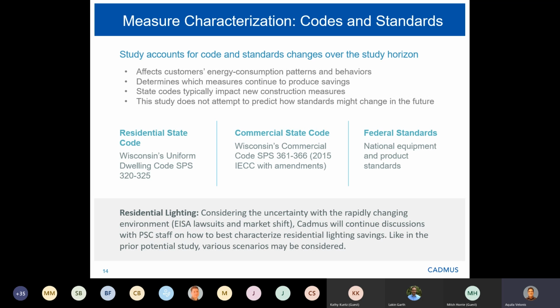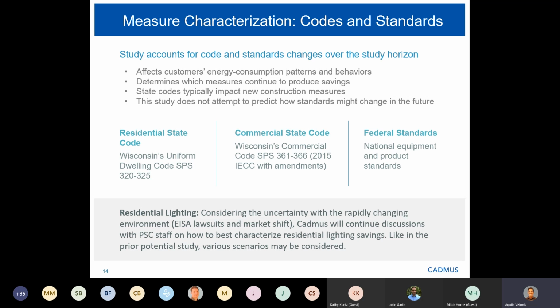Was there a question? For the residential and commercial sectors, we plan to use current building codes for the state of Wisconsin. As of right now, we are not aware of any pending legislation that would change this in the near term. And we're using the current enacted and any pending federal standards that are on the books as of today. One area that could use some discussion is how we plan to treat residential lighting.